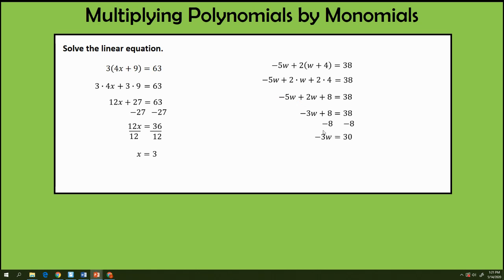And now it's negative 3 times w equals 30. I want that negative 3 to become a 1. To make that negative 3 become a 1, we're going to divide by negative 3. That lets us cancel right there. And our answer is w equals negative 10.